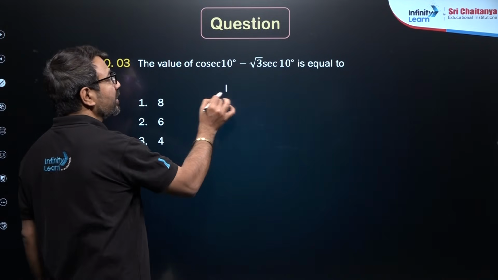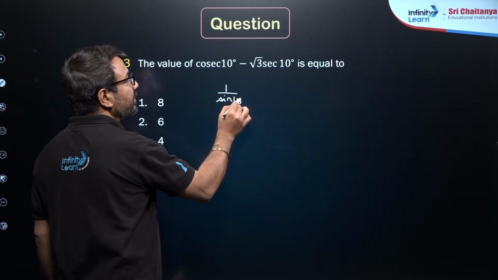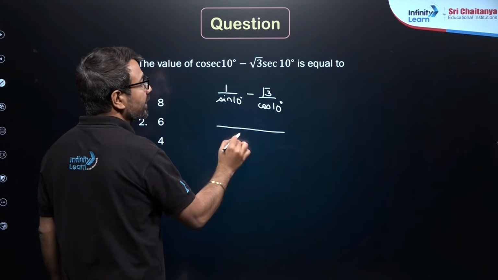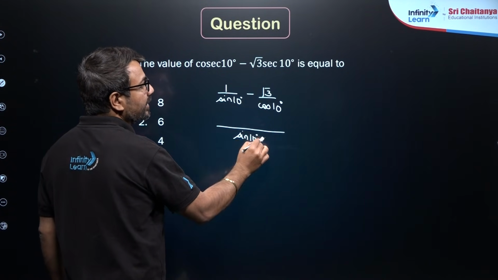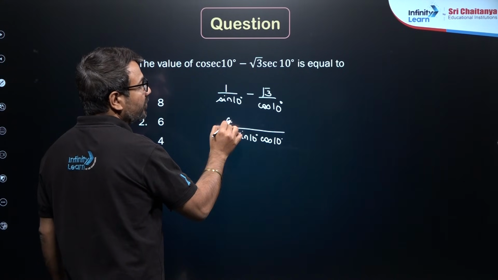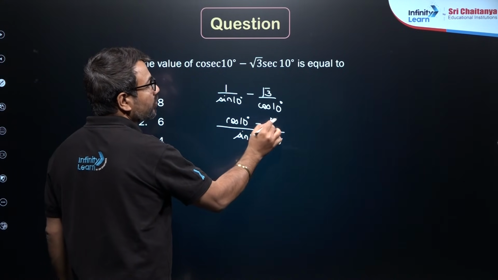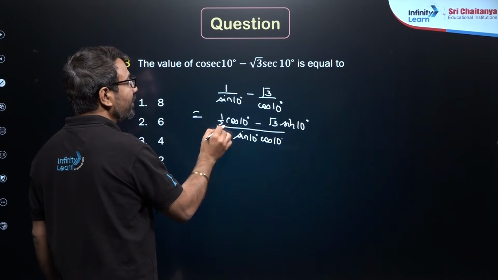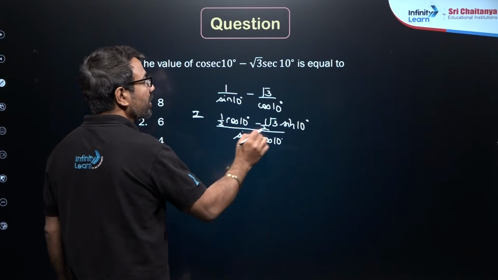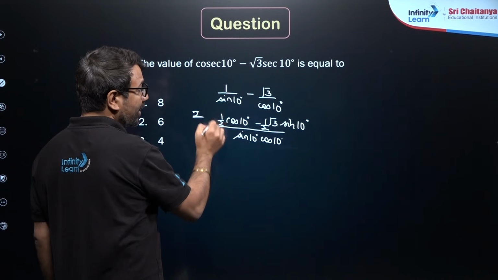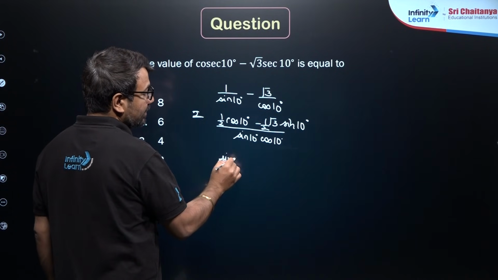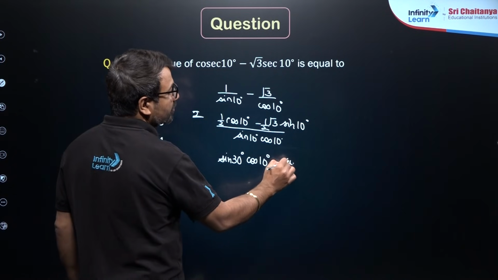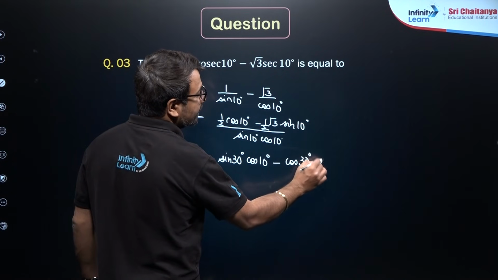Next is cosec theta, so it can be written as 1 upon sine theta. Sec theta will be written as 1 upon cos theta. You will take the LCM here, you will have sine 10 cos 10, and then you will be having cos 10 minus root 3 sine 10. I will like you to divide by 2 and then multiply by 2 to both the terms. This half can be written as sine 30, then it is cos 10, then here it is cos 30, then it is sine 10.